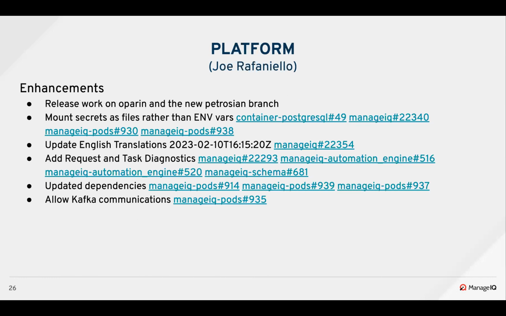Okay, for platform enhancements, there were several release management style pull requests around cleanup on the Oparin branch, and then cutting the new Petrosian branch. Next, Brandon added support to read secrets as files rather than environment variables. The bot updated the English message catalog for the latest strings from code.